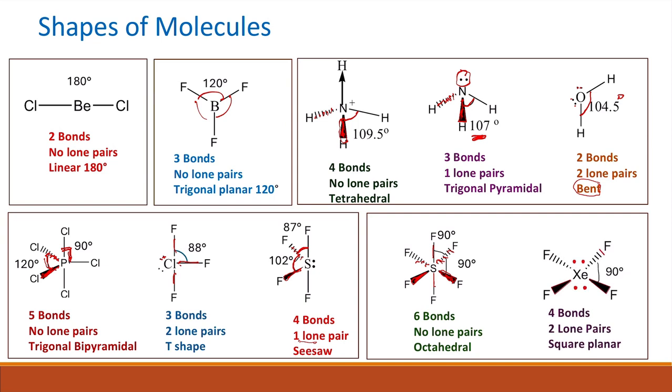And finally, you can have four bonds, two lone pairs. In this case, the shape is called square planar and the bond angle is 90. We have two lone pairs here and we have two bonds which are sticking towards you with the wedged bond, and two bonds we draw with the broken line.